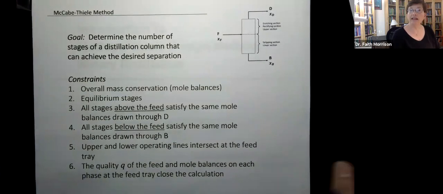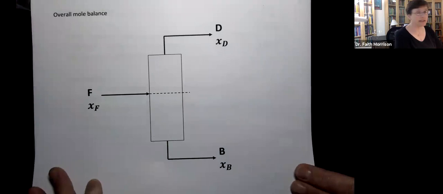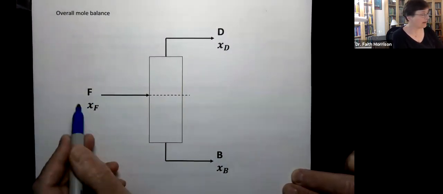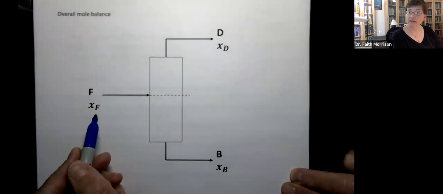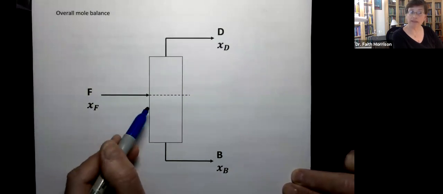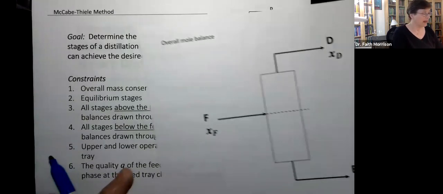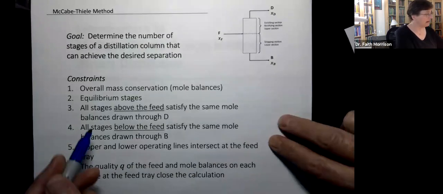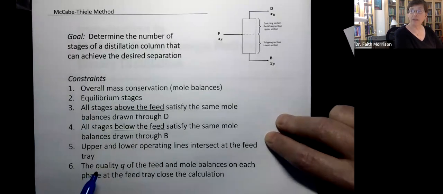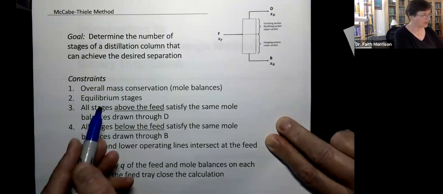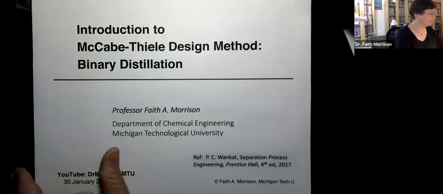And then there's the quality of the feed. So the final piece of physics that cinches this calculation is to know, for the saturated mixture of saturated liquid and vapor that comes in the feed, how much of it is liquid and how much of it is vapor. So these are going to be the constraints that we use, and I'll point out when we do each one. So let's start with the overall mass conservation.